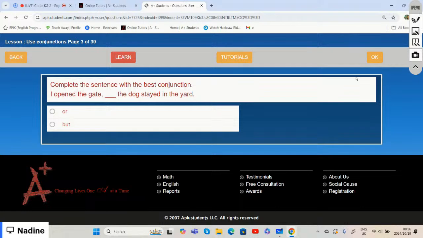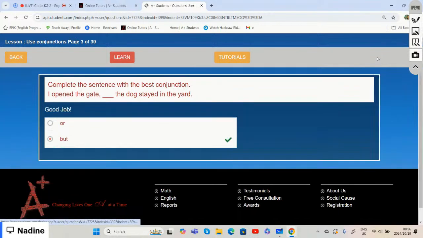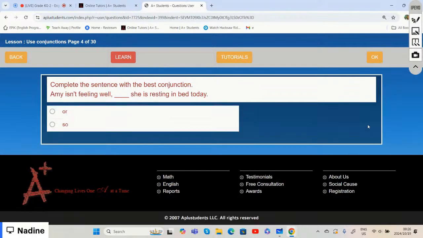All right. And if we were to choose the correct option, then we can say, I opened the gate. Do we say or the dog stayed in the yard, or do we say but the dog stayed in the yard? And we will go with but the dog stayed in the yard. Because usually when you open the gate, the dog starts running. So this time around, the dog stayed in the yard.